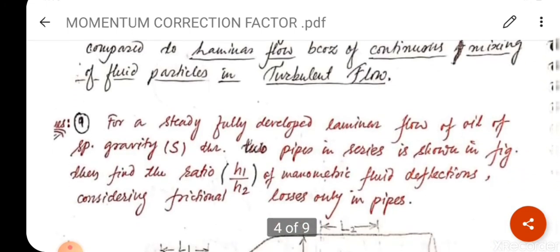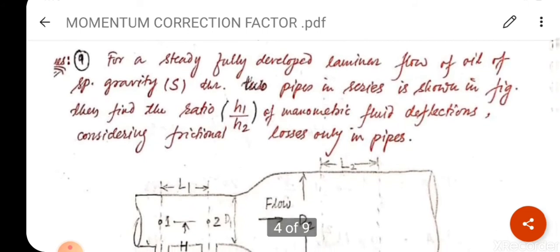Now we will solve some problems based on these concepts which I have already explained. So read the question first. For a steady, fully developed laminar flow of oil of a specific gravity small s through two pipes in series as shown in the figure, find the ratio of H1 upon H2 of manometric fluid deflections, considering frictional losses only in the pipe. You have to solve this question.